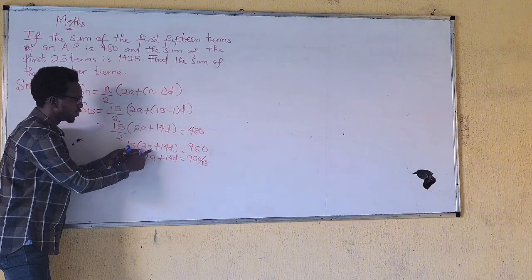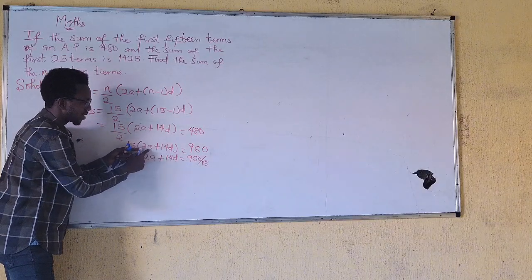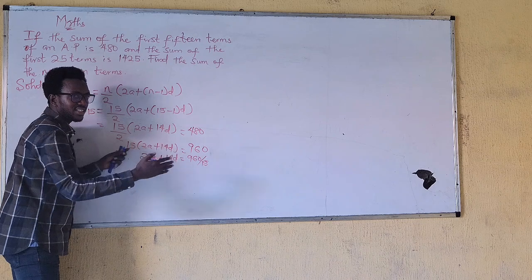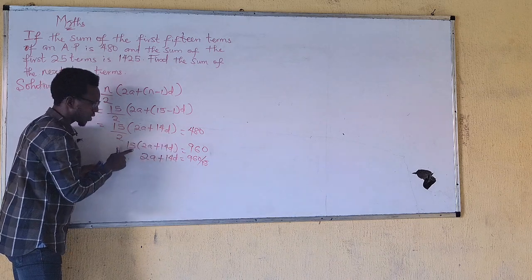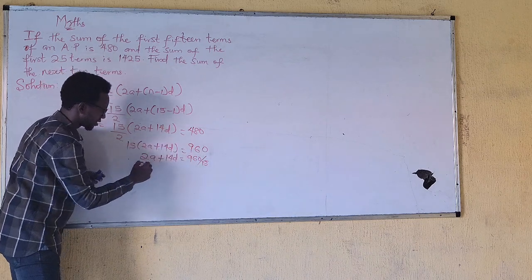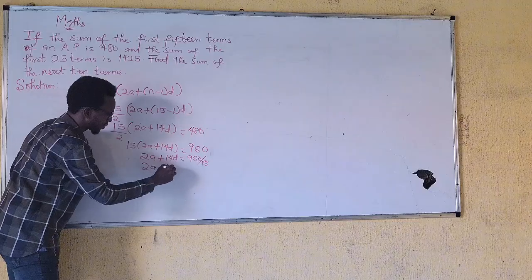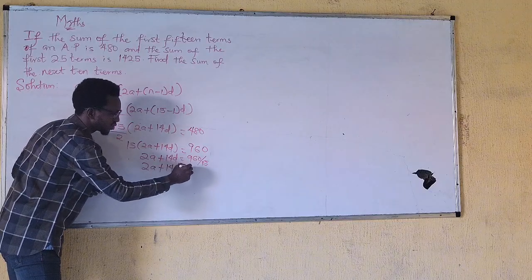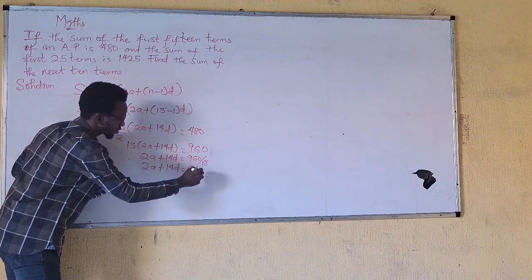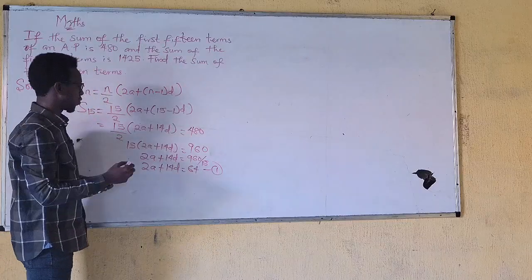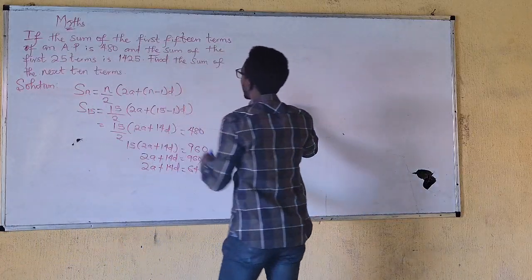We are just trying to make sure that the coefficients of a and d here are not big numbers. So that's why we are dividing both sides by 15. So we have 2a plus 14d equal to 64. So this is our equation 1. So we go to the next statement.